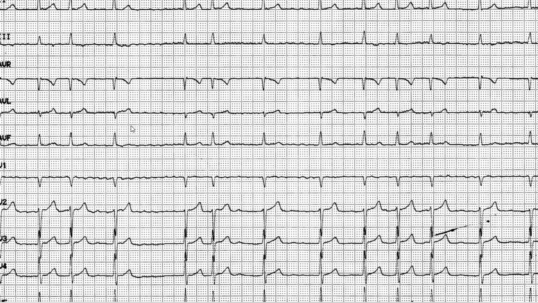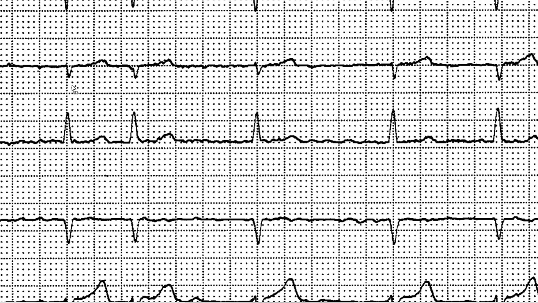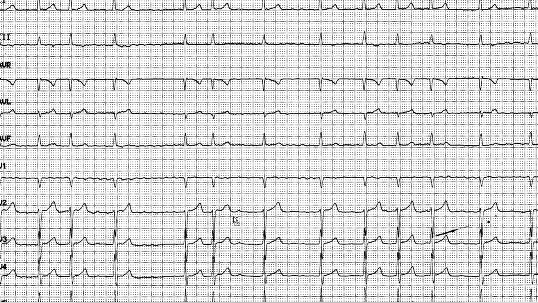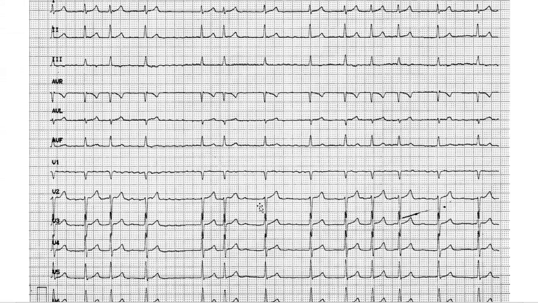Now the Qs over here. These aren't Q waves, okay? Because there's a small R wave before them, a very tiny R wave. If you look at it, there are tiny dots over there. That's an R wave. Okay, just allow it to be.